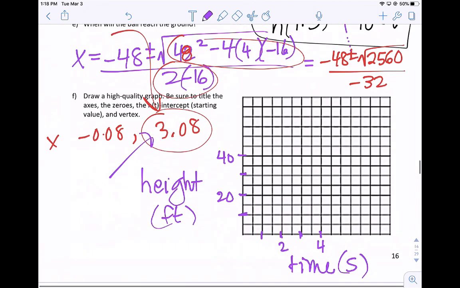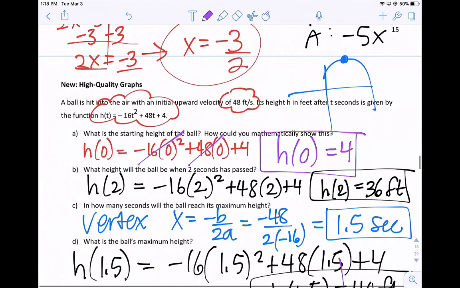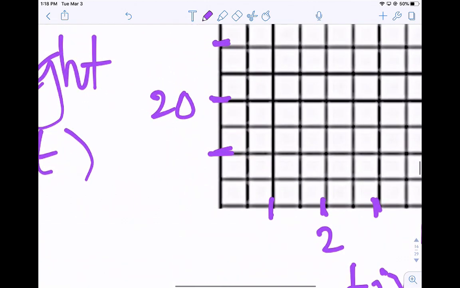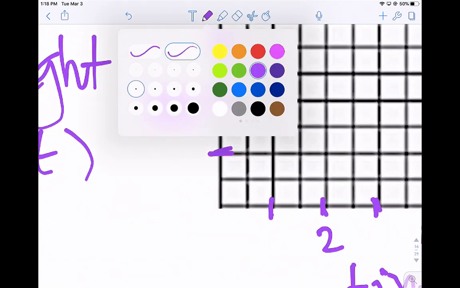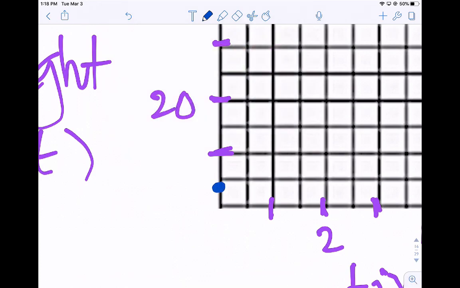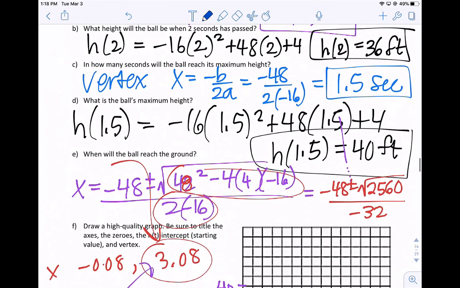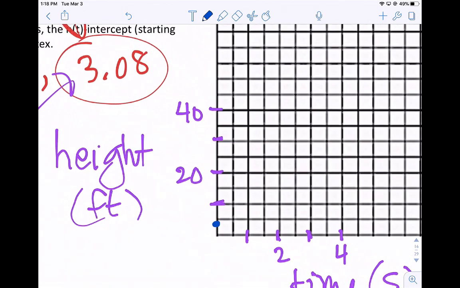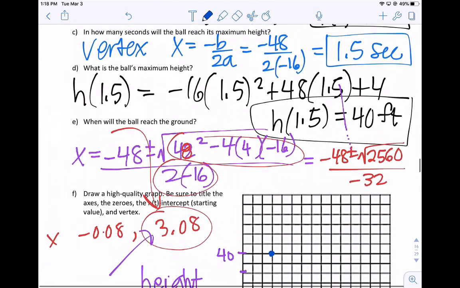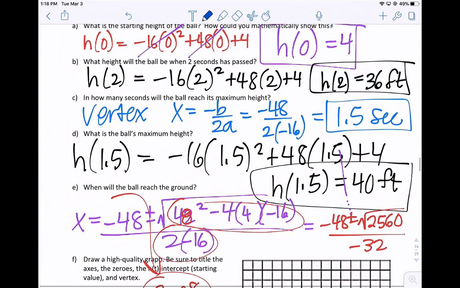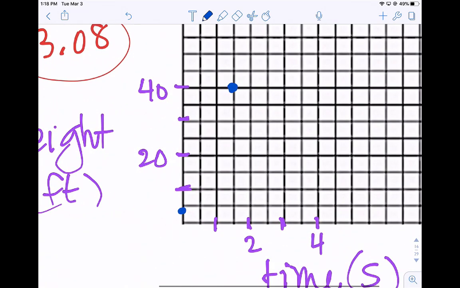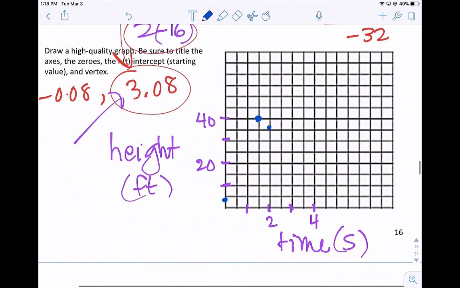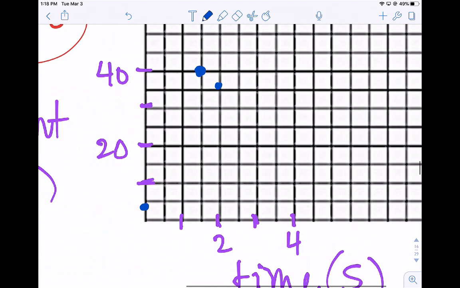Okay, let's graph it. We know that at time 0, the height was 4 feet. So that would be right here. What else do we know? We know the vertex was at 1.5, 40. So here's 1.5, 40. What else do we know? We know after 2 seconds it's at 36. So 2 seconds, 36. And we know it hits the ground at 3.08. So here's 3 seconds, here's like 3.08.